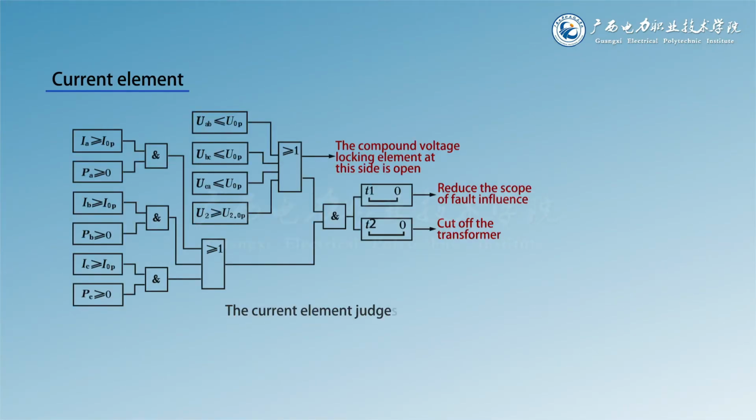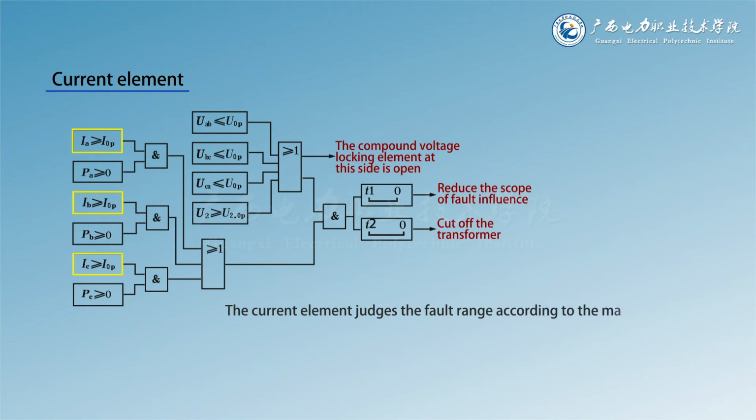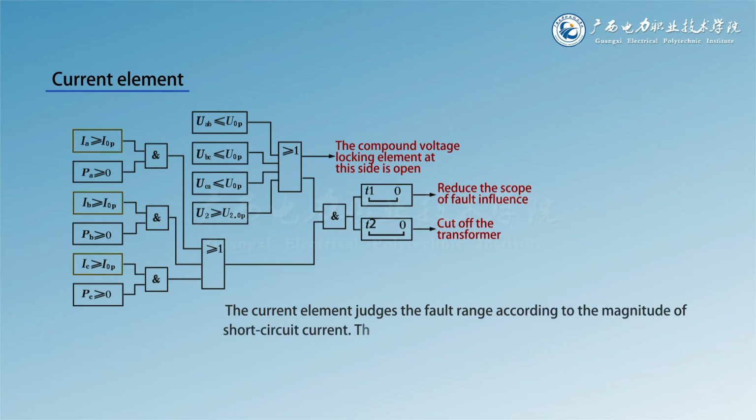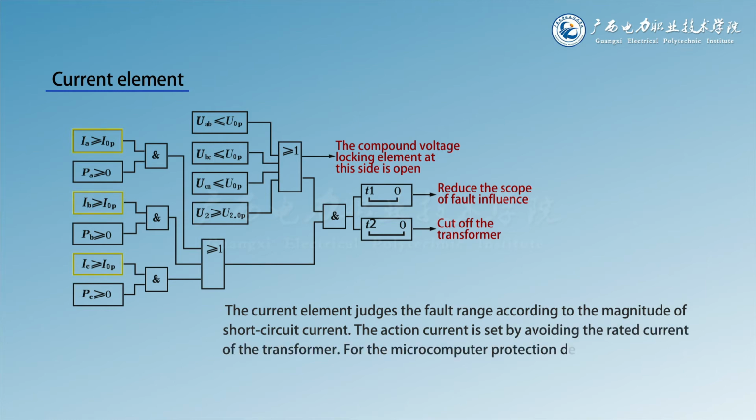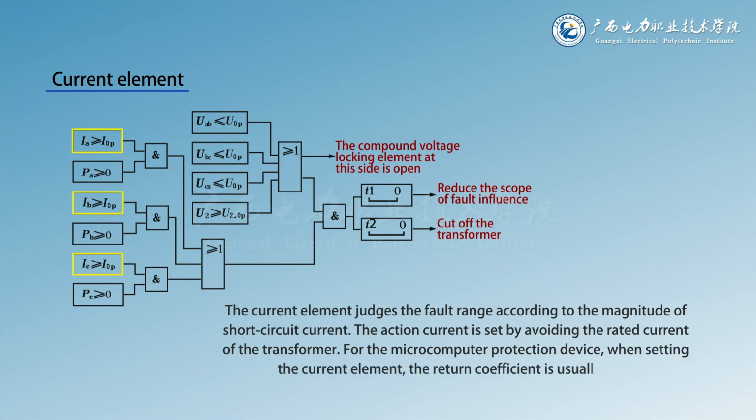The current element judges the fault range according to the magnitude of short circuit current. The action current is set by avoiding the rated current of the transformer. For the microcomputer protection device, when setting the current element, the return coefficient is usually 0.95.